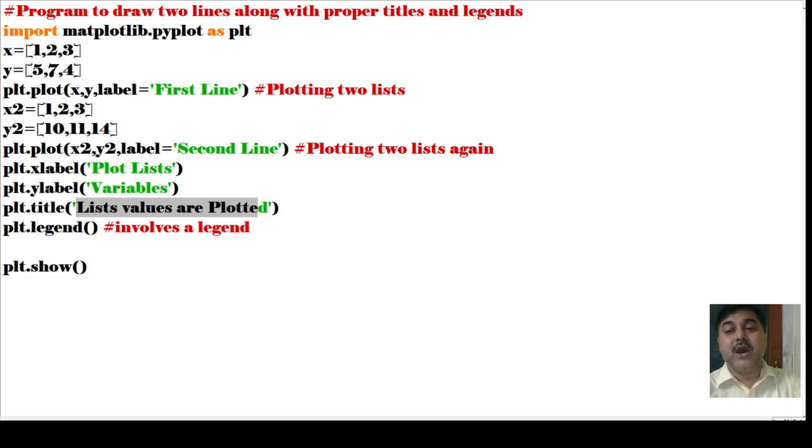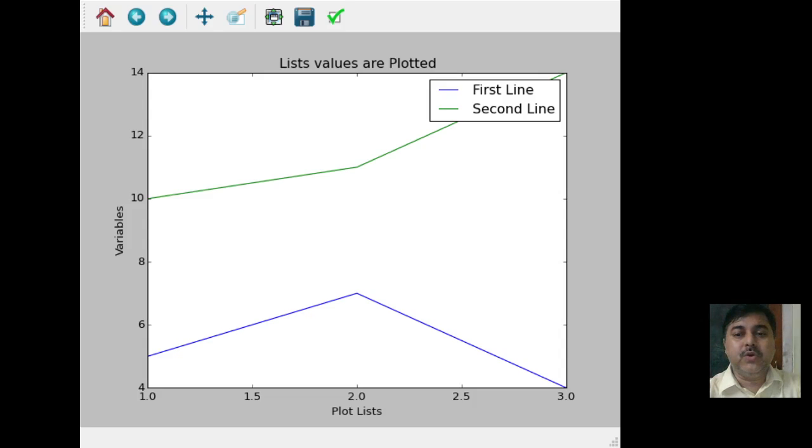Let us see what output we can get from here. Now you see this particular output. Let us explain the output. In this output, this is the y axis, this is the x axis. The x axis name has been given, see, plot list. So it came here as plot list. The y axis name has been given as variable, and the variable came.